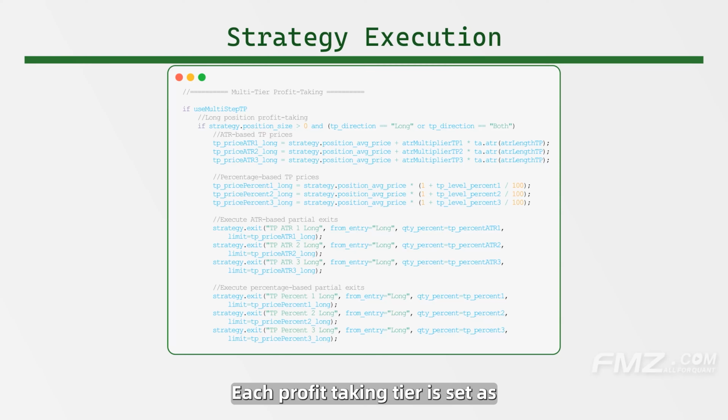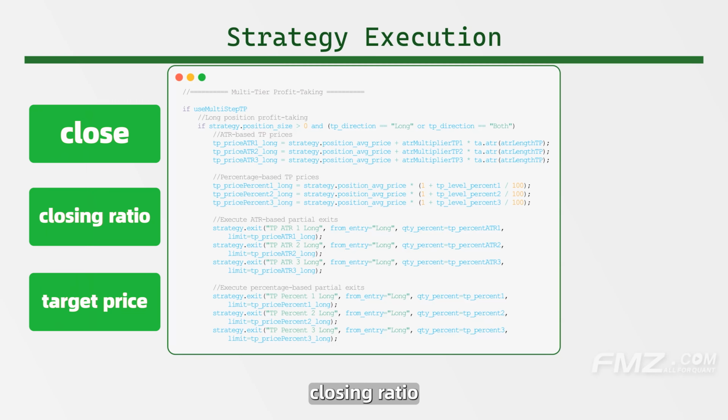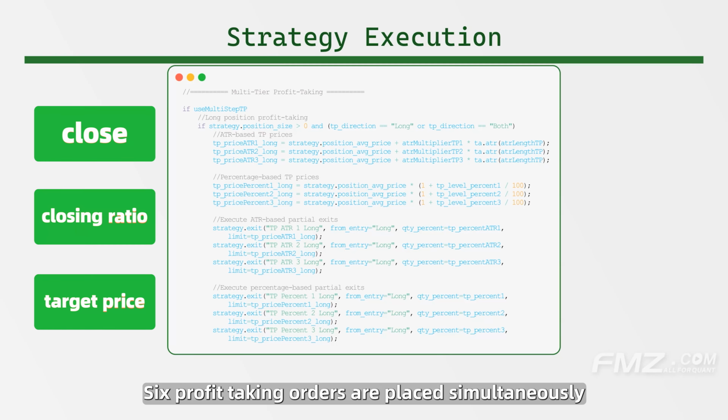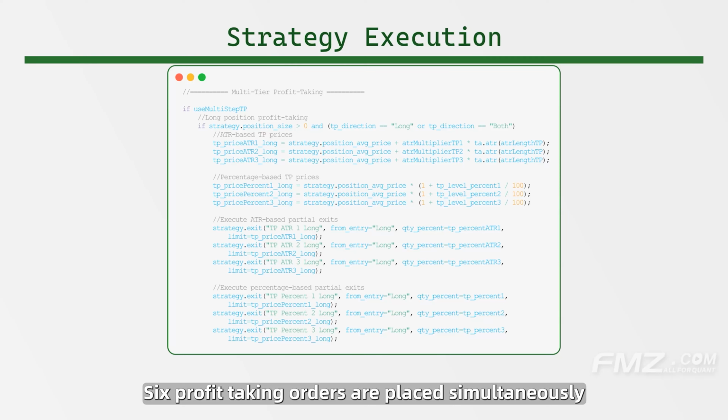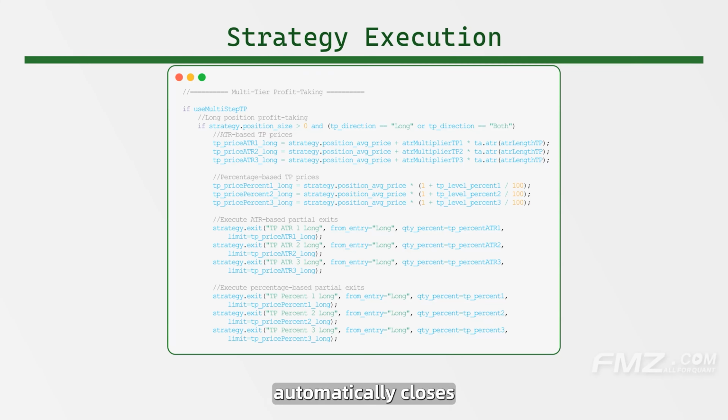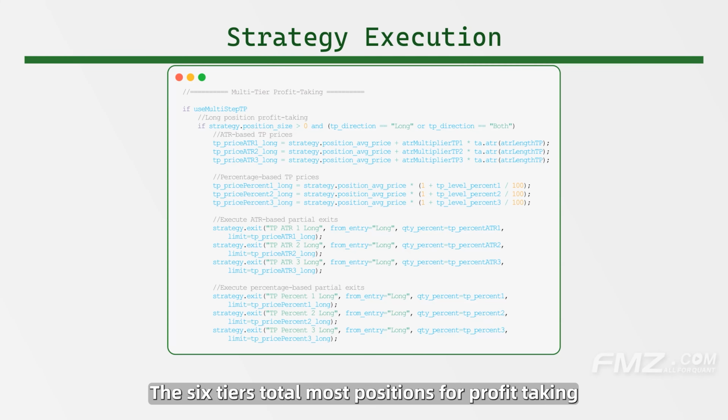Each profit-taking tier is set as a limit order through the exit function. It specifies which entry order to close from, closing ratio, and target price. 6 profit-taking orders are placed simultaneously. When price touches any target price, the corresponding proportion of positions automatically closes. The 6 tiers total most positions for profit-taking. The remaining part is controlled by exit signals. This both ensures profit locking and preserves profit space for trend continuation.